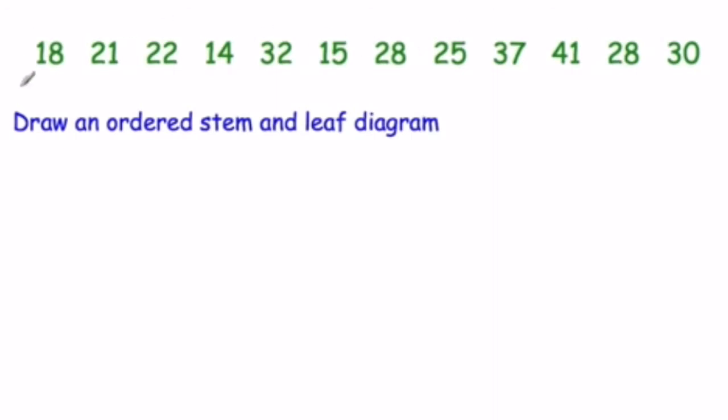Whenever you're drawing a stem and leaf diagram for a set of information like this, the first thing you would do is draw a vertical line like so. We're going to start off by drawing an unordered stem and leaf diagram first of all, and then we'll put it in order. So we've got our stem, and then we're going to put our leaves to the right of the stem.